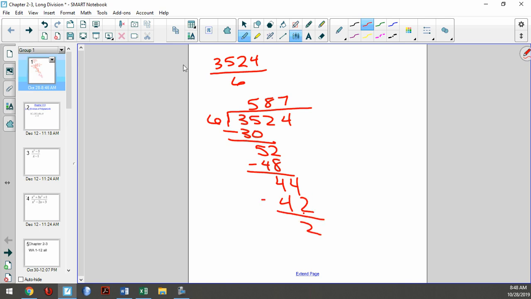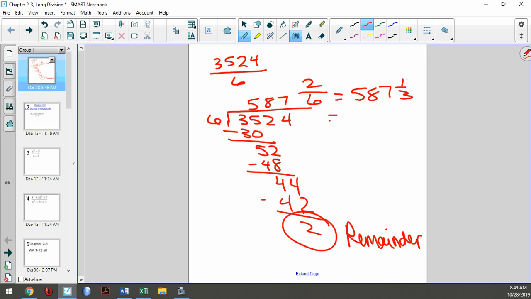What is the 2 understood to be? Well, it could be, but this is known as what? What is its name? Starts with an R. Remainder, right? That is your remainder. So we're going to take our remainder, which is 2, and put it over our divisor, which is 6. So 587 and 2/6 reduces down to what? Yep. Which is the same thing as 587.33 repeating, yes? Yep. So all of those are equivalences, okay?